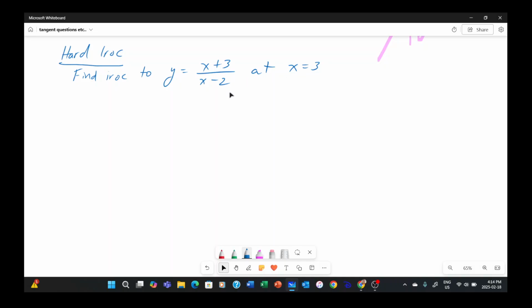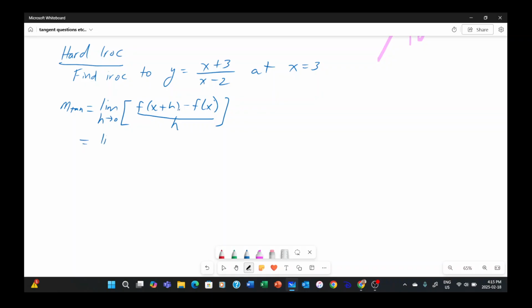And so we can't just use the power rule because the bottom is not just a single monomial. So we're going to do this the hard way. Well, what's the hard way? Which is why this is called the hard IROC. For m tan, we have to go back to our basic definition of the derivative from first principles, which is f of x plus h minus f of x all over h.